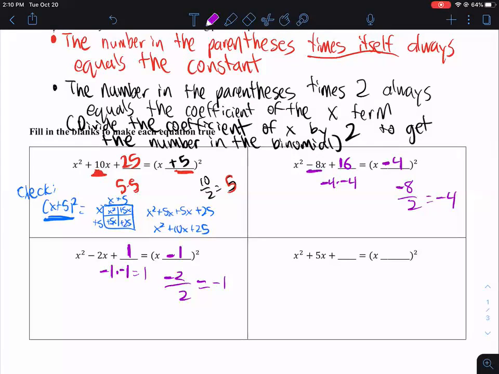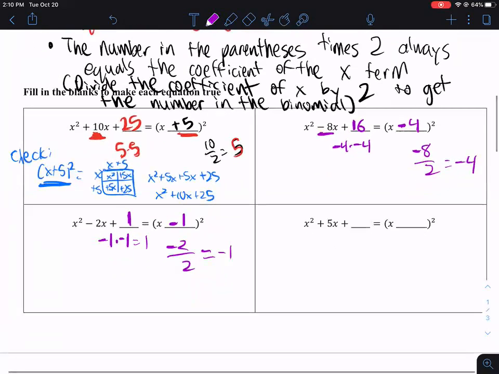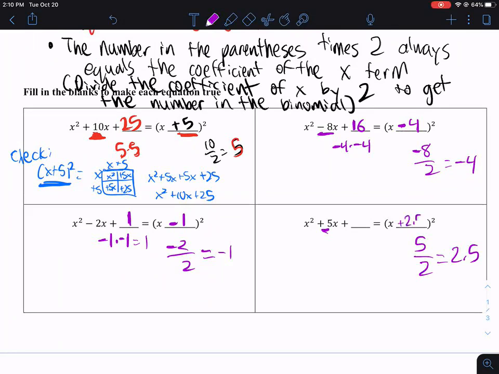Okay, and then again, as our classmate mentioned, sometimes fractions or decimals are unavoidable. So we do have to deal with those sometimes. So in this case, the coefficient is 5. So when we divide 5 by 2, we get either 2.5 or you can keep it as the fraction 5 over 2. Okay, so we take that 2.5 over to the other side. Oh, sorry, not plus, times. And we still multiply the 2.5 by itself. But again, this one just takes a little bit more calculation.